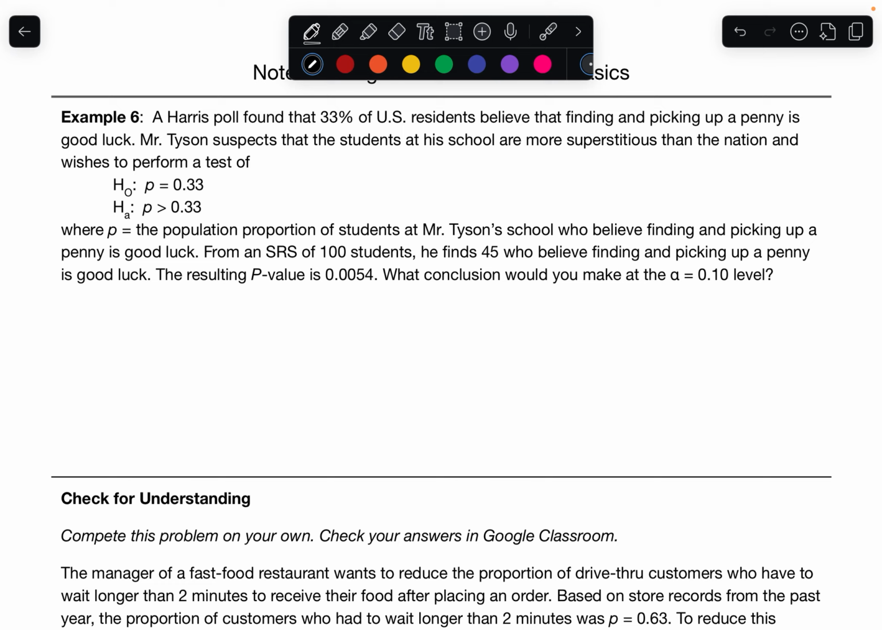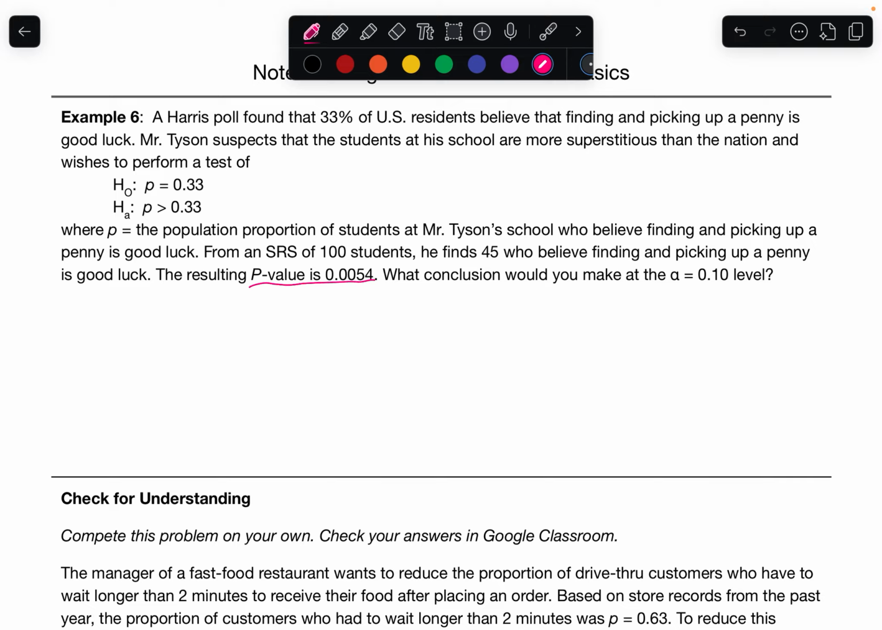So the last example says a Harris poll found 33% of US residents believe that finding and picking up a penny is good luck. Mr. Tyson suspects that the students at his school are more superstitious than the nation and wishes to perform a test of p equals 0.33 versus p is greater than 0.33, where p equals the population proportion of students at Mr. Tyson's school who believe finding and picking up a penny is good luck. From an SRS of 100 students, he finds 45 who believe this. The resulting p-value is 0.0054. What conclusion would you make at alpha equals 0.10?